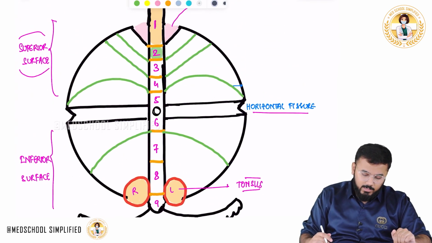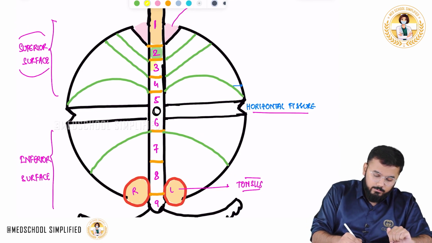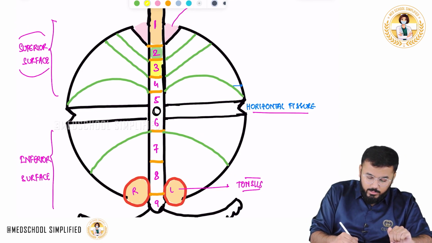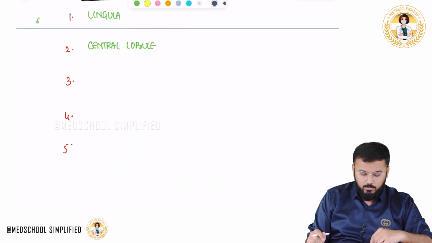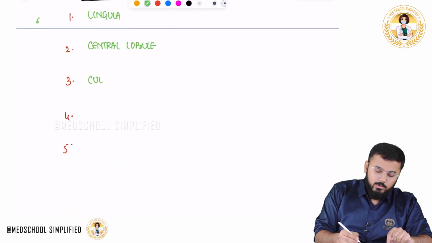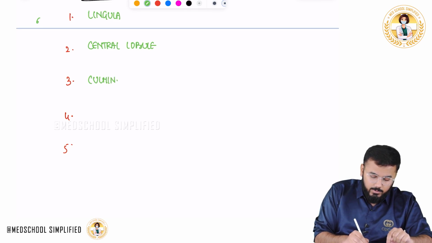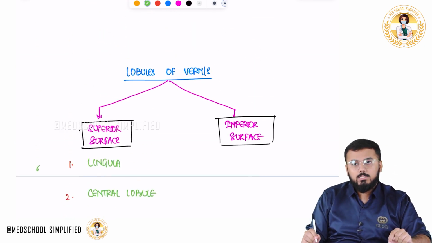Now after this, the third one over here is called culmen. What is this third one over here called? The third one over here is called culmen.